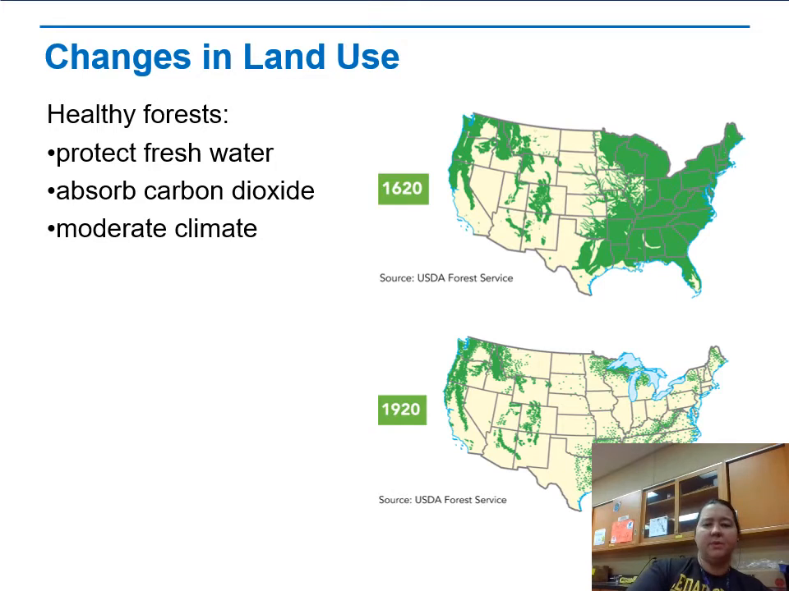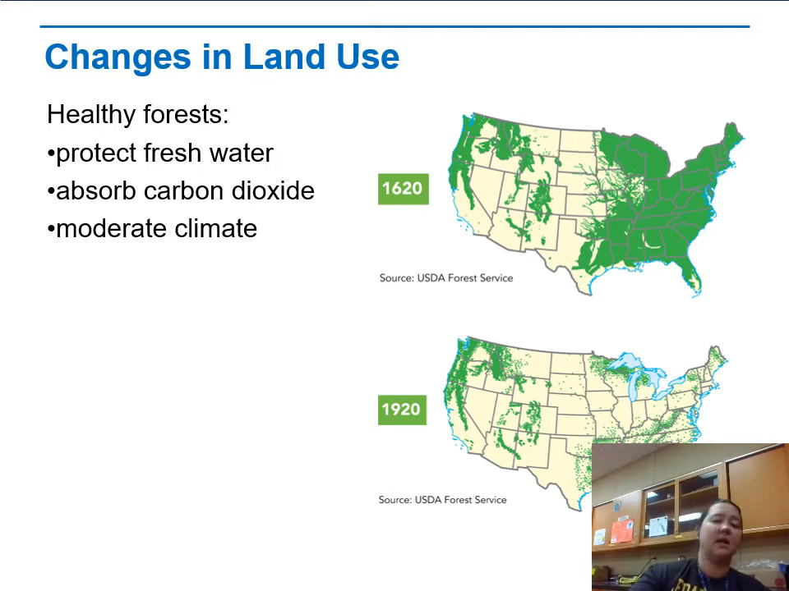Part of our issue is we've had changes in land use, okay, which is part of the atmosphere, part of the hydrosphere, all right, because forests, okay, and if you look at 1620, okay, 400 years ago, most of the country was forests, okay, lots of forests.